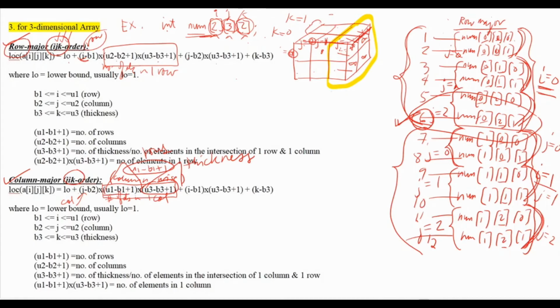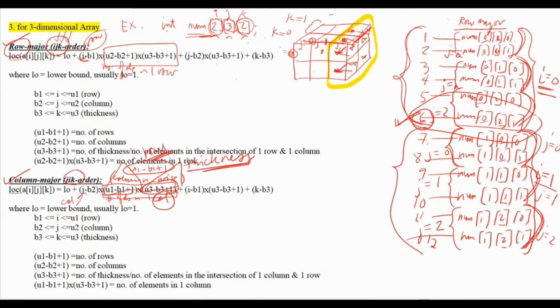Again, U1 minus B1 plus 1 is the number of rows, and U3 minus B3 plus 1 is the number of thickness. So the number of rows, which is this one and this, that's row 1 and row 2, is given by U1 minus B1 plus 1. And the number of thickness is given by this one and that, so that is U3 minus B3 plus 1. Again, that is the number of elements in one column.